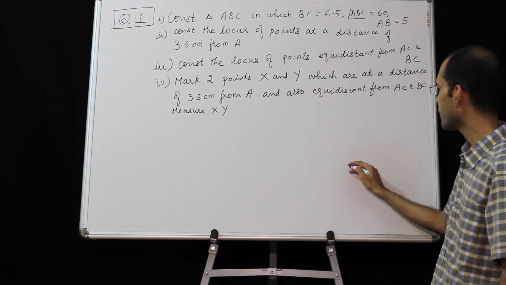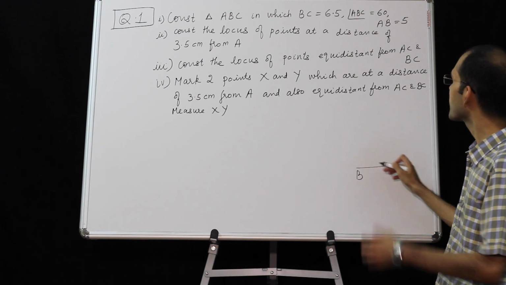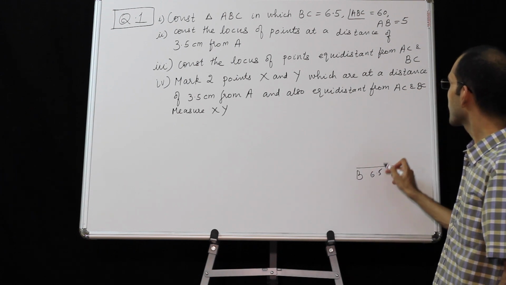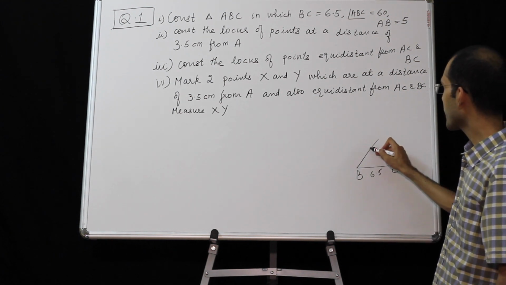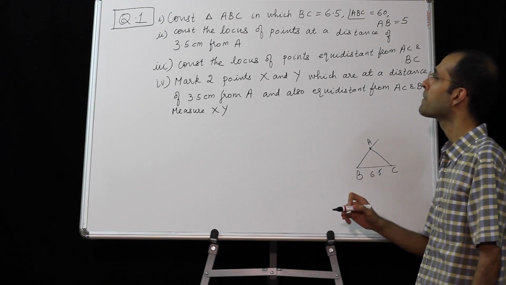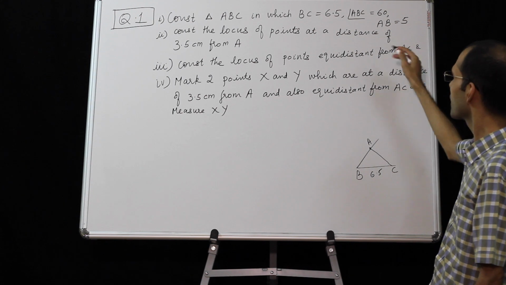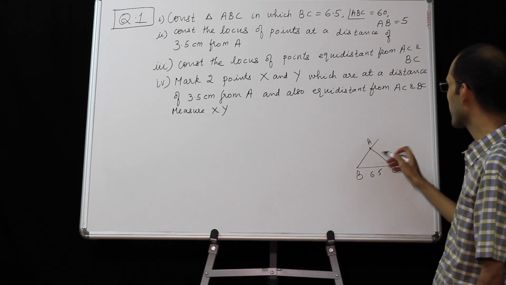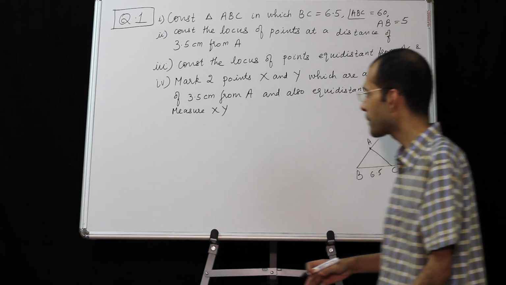BC is 6.5, rough diagram. BC is 6.5, ABC is 60 degrees, AB is 5. So we have drawn the triangle. Construct the locus. Okay, this is fine. This we can do it directly also, 3.5 centimeters. We got an idea as to how to get the triangle first.